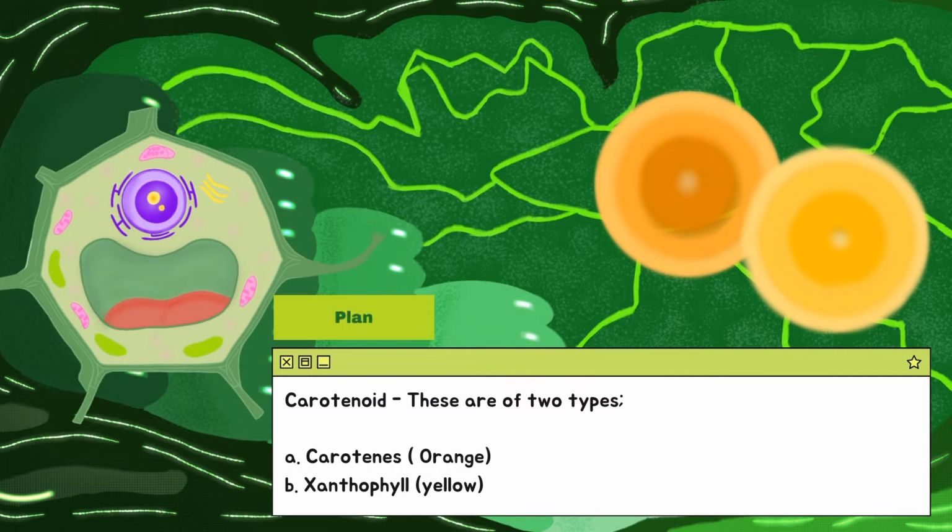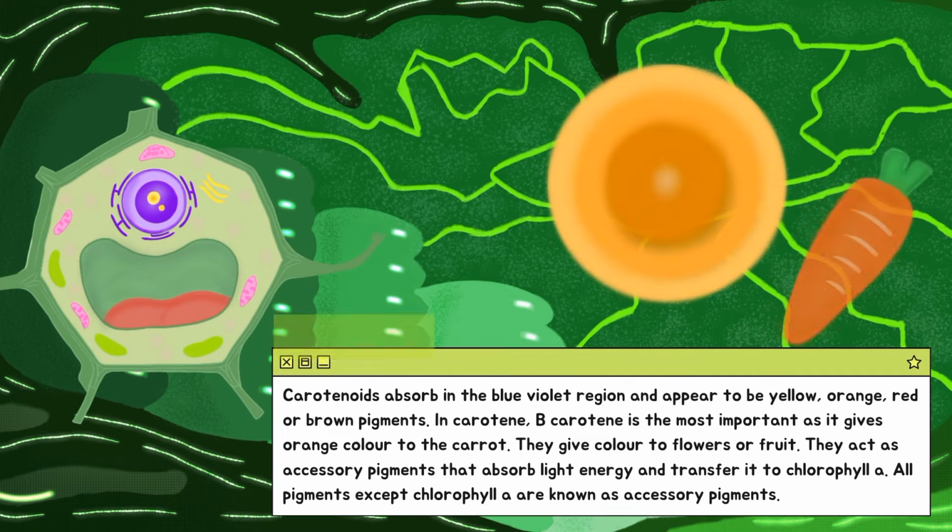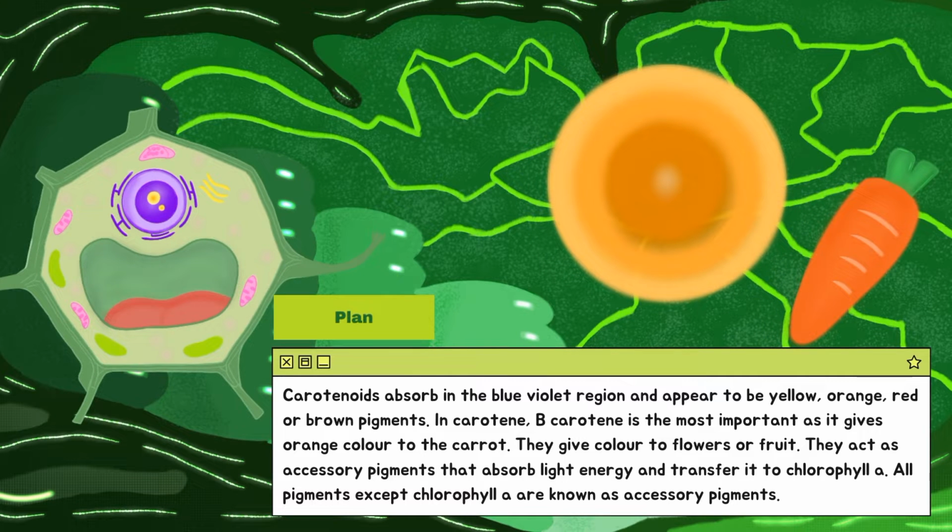Carotenoids, and these are of two types: carotenes and xanthophylls. Carotenoids absorb in the blue-violet region and appear to be yellow, orange, red, or brown pigments. In carotene, beta-carotene is the most important as it gives the orange color to the carrot. They give colors to the flowers or fruits. They act as accessory pigments that absorb light energy and transfer it to chlorophyll A. All pigments except chlorophyll A are known as accessory pigments.